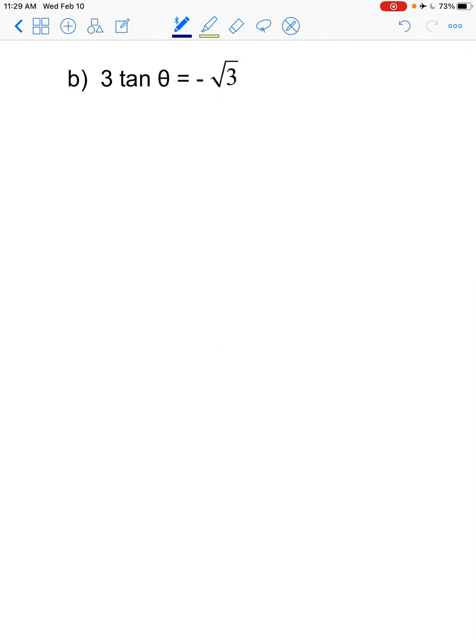Okay, let's do another example of solving for an angle theta where there is a little bit of simplification first. So in this problem, we want to get tan theta alone. So we'll just divide both sides of this equation by 3 to get that tan theta is equal to a negative root 3 over 3.